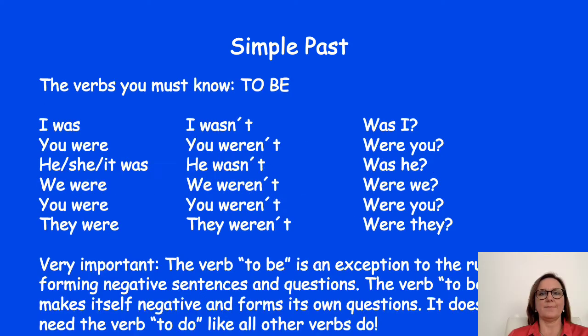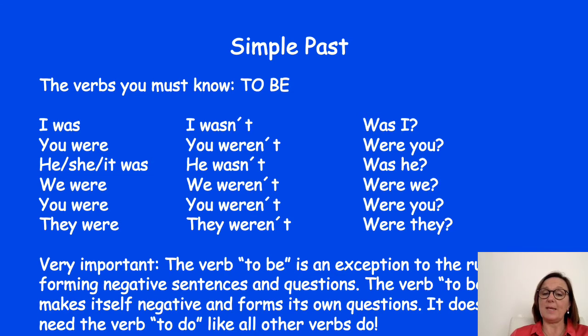Okay. Now we come to the verb to be. As I said before, the verb to be for me is the king of verbs in the English language, and you must learn this one off by heart in every tense form, okay? So the simple past version is I was, you were, he, she, it was, we were, you were, they were.